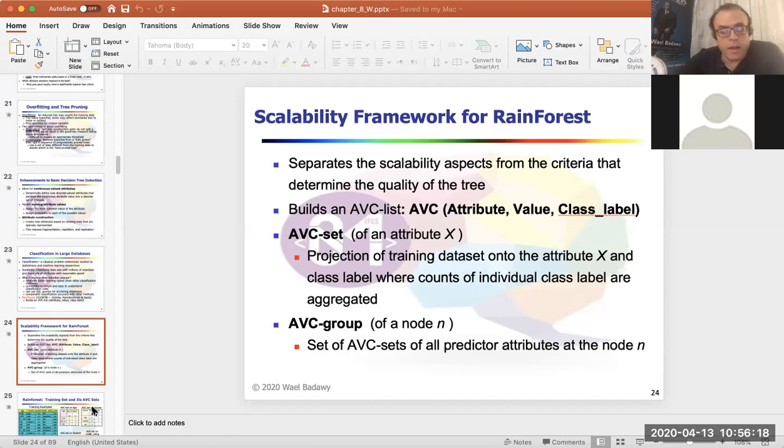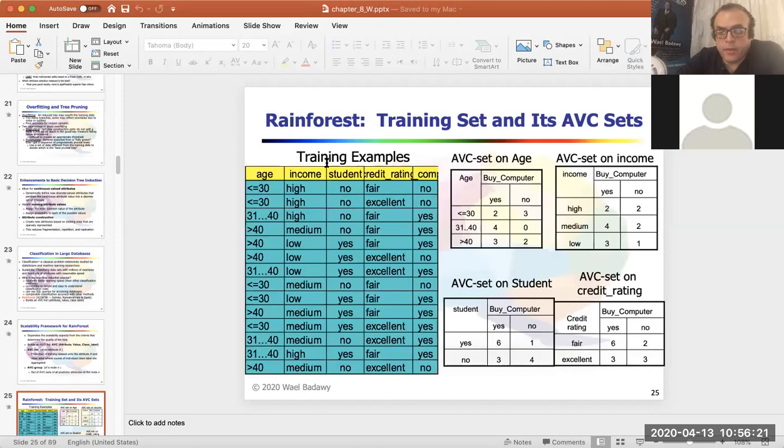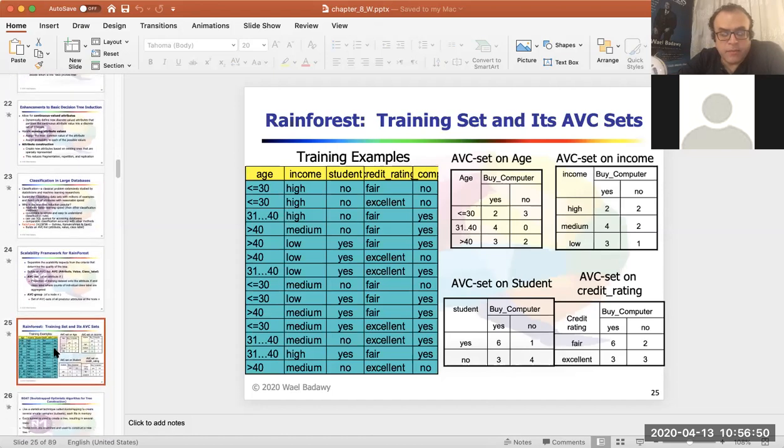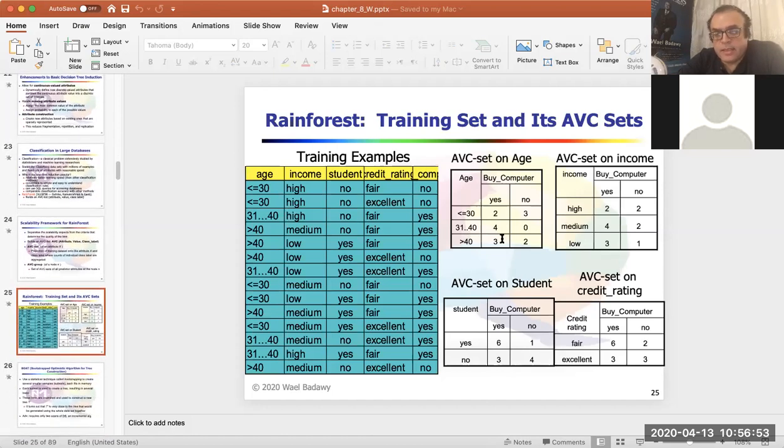To give you an example here, I have the same training set of students buying a computer, with the credit rating. I can build the AVC sets here: the AVC set on age, the AVC set of income, the AVC set of student, the AVC set of decision, and the AVC set of credit rating. You may notice that the decision is binary, so it's either yes or no. And then I will have this frequency table. So this is a data set, and if I want to examine, I will examine this particular data set.